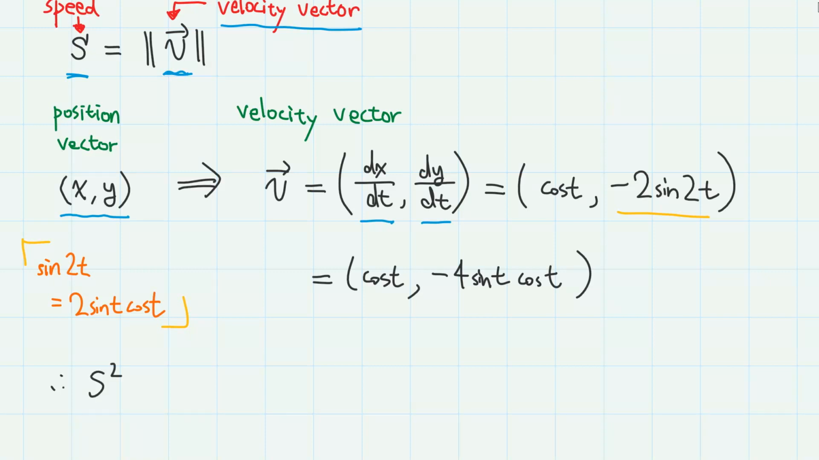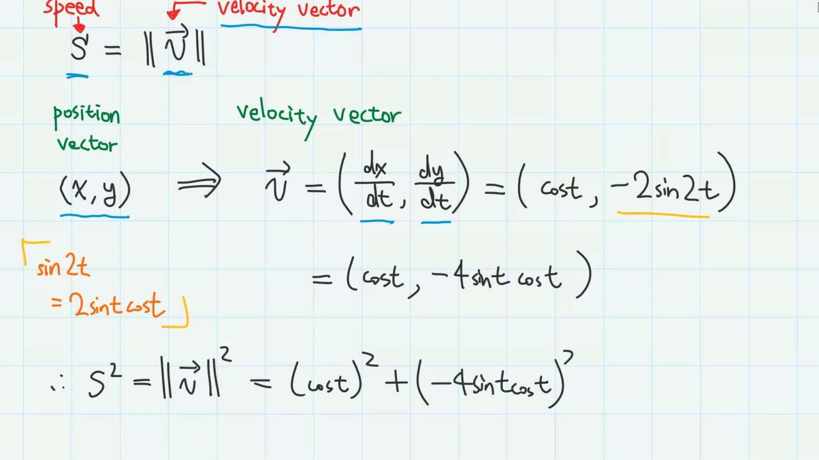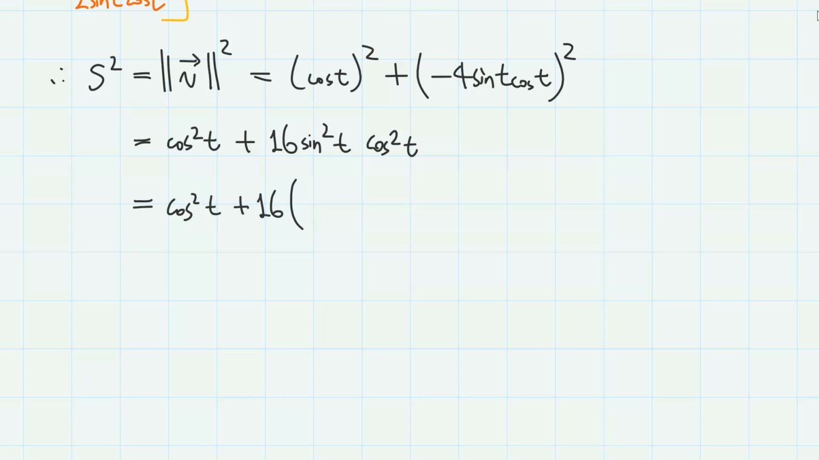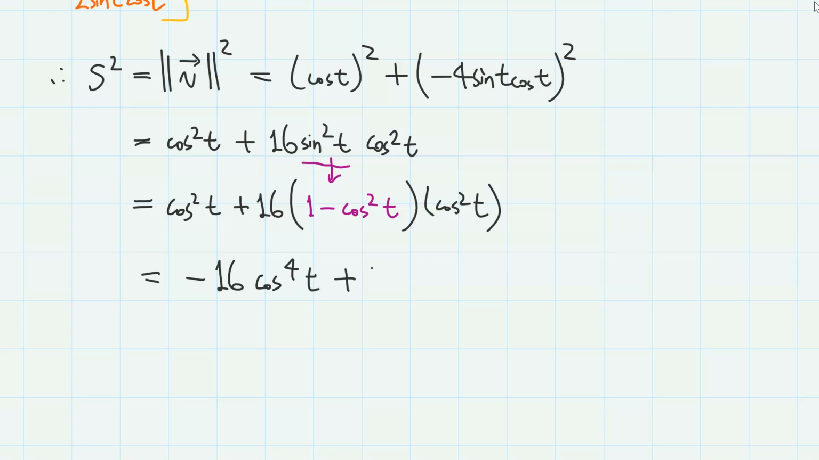Therefore, the square of the speed of point P is the norm of the velocity vector squared, which is cosine t squared plus minus 4 sine t cosine t squared. So we have cosine squared t plus 16 sine squared t cosine squared t. And here, let us change this sine squared t into 1 minus cosine squared t. So we have minus 16 cosine to the power of 4 t plus 17 cosine squared t. So we have to find time t that maximizes this function.